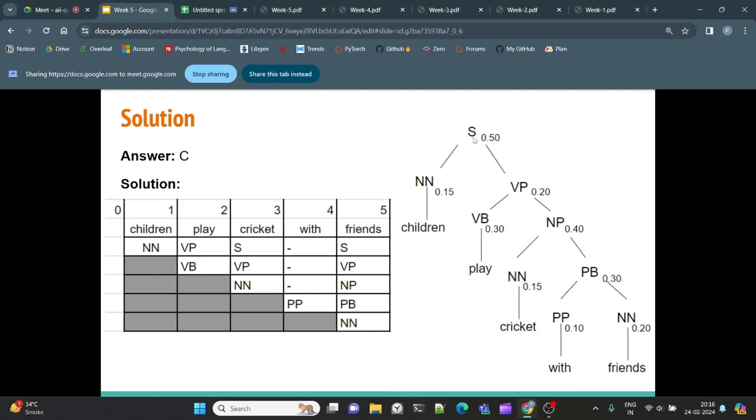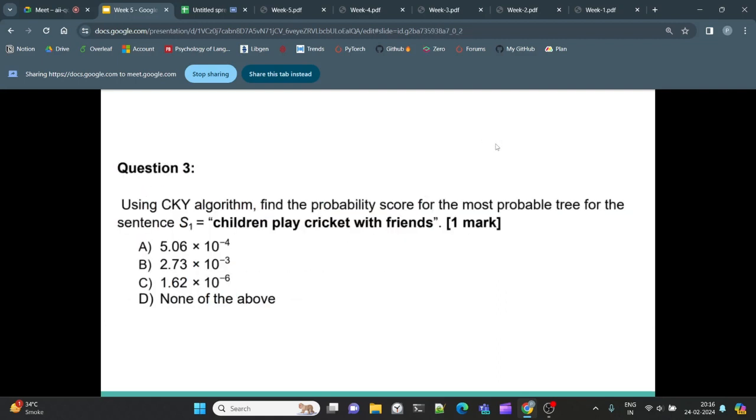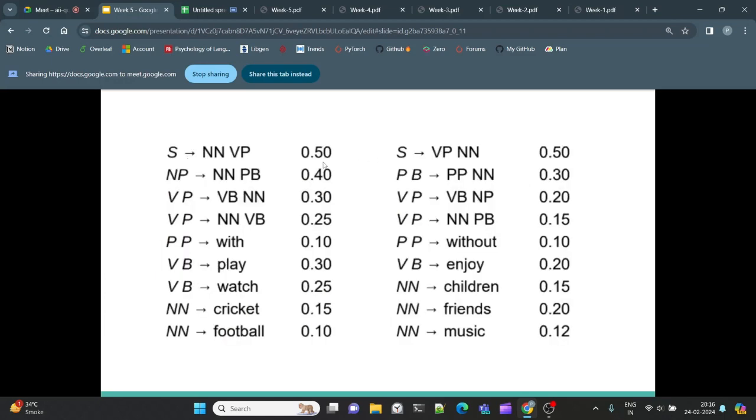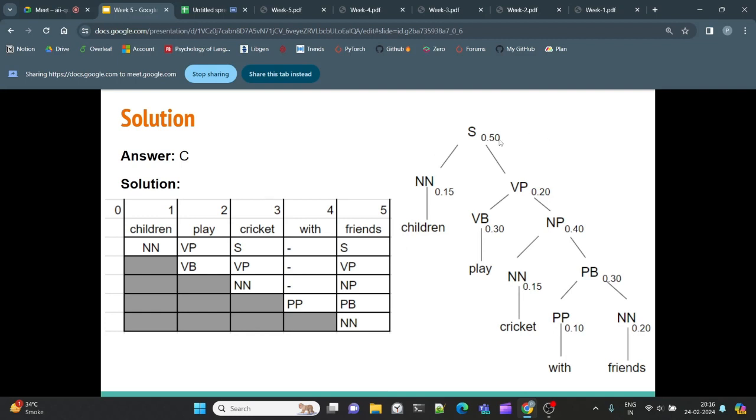So I'll explain. See over here we have S to N and VP. That production rule has a probability of 0.50. I'll show you over here. See this one, right? Yeah, so only for the production rules that have been used in this particular parse tree. If you can see these numerical values that I've written corresponding to each of the nodes, these are the values that you need to multiply because these were the production rules that we utilized for this sentence. So you have to multiply 0.50 into 0.15 into 0.20 into 0.30 into 0.40 and likewise the remaining.